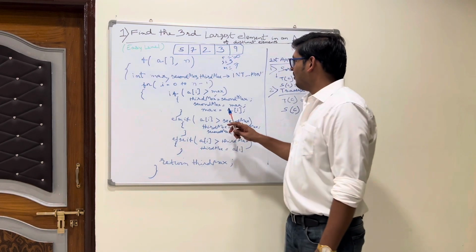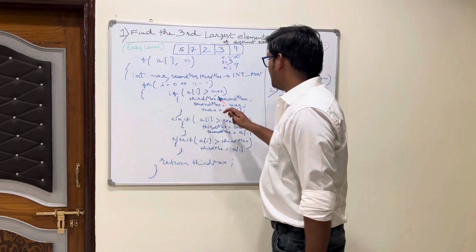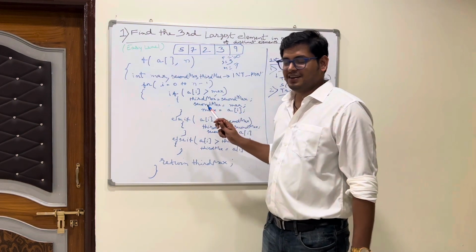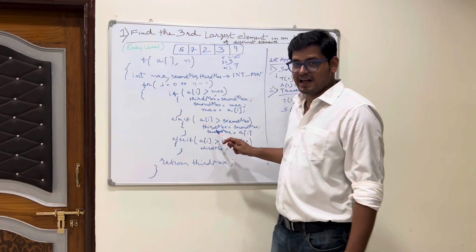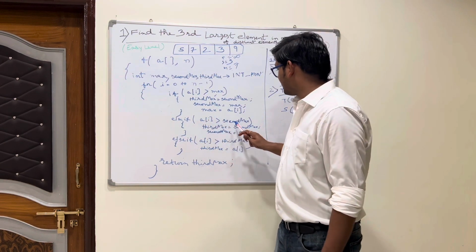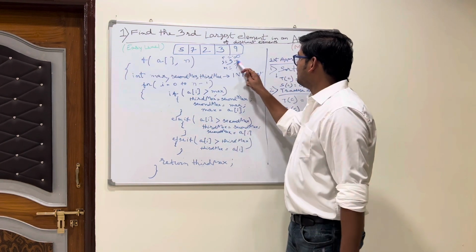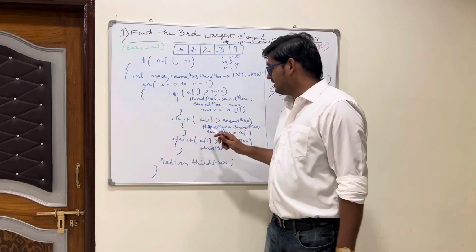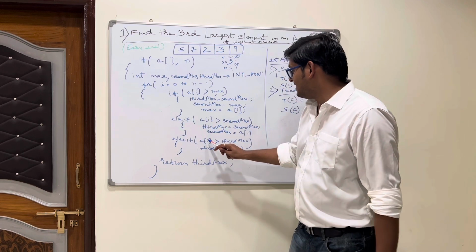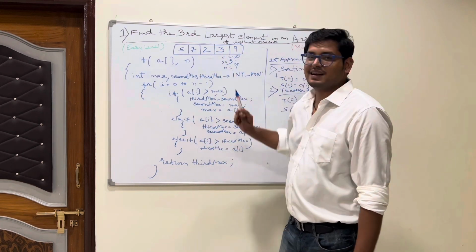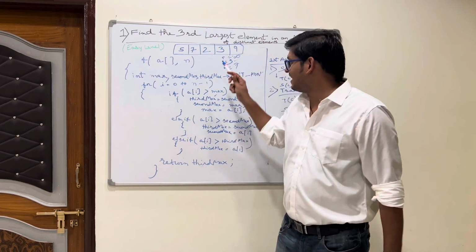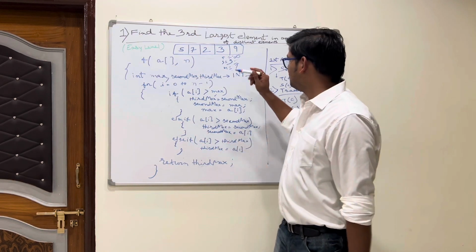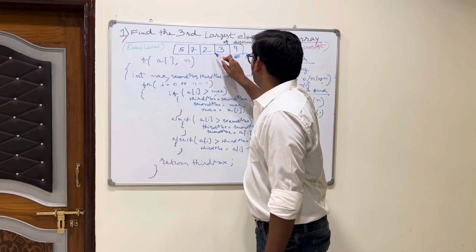Right? Now third, 2. Is 2 greater than 7? No, right? So this would go to the else if condition. Is 2 greater than second max? What is the second max value? Second max value is 5. No, this will also not be fulfilled. Now we will go to the third condition. Is 2 greater than the third max? The third max value is minus infinity, right? So here we will replace the third max value with 2 now, right?